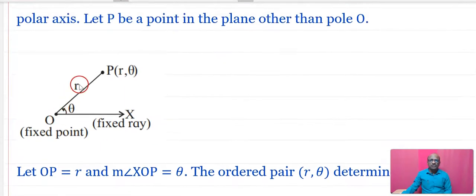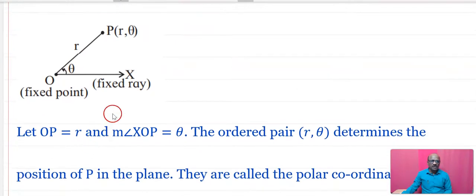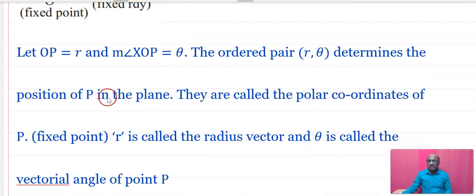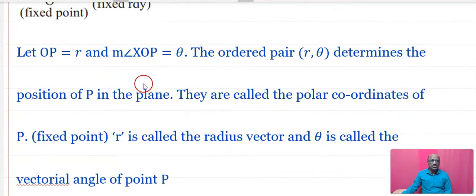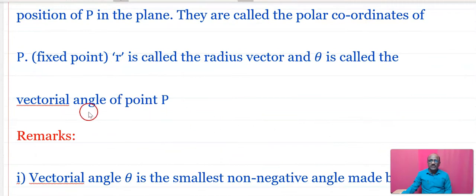Let OP equal r. This distance OP is equal to r. The measure of angle XOP is equal to theta. The ordered pair r theta determines the position of P in the plane. If you know r and theta, you can find out the position of the point in a plane. They are called the polar coordinates of the point P. r is called the radius vector and theta is called the vectorial angle of point P.